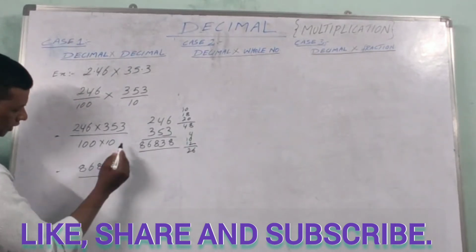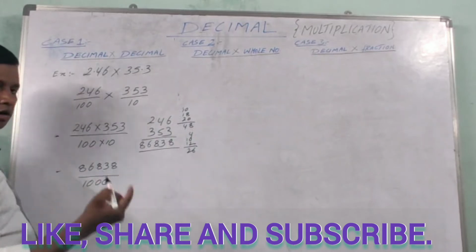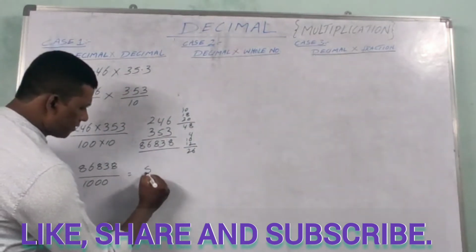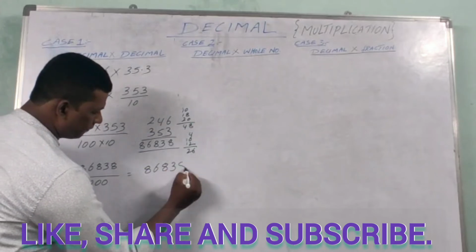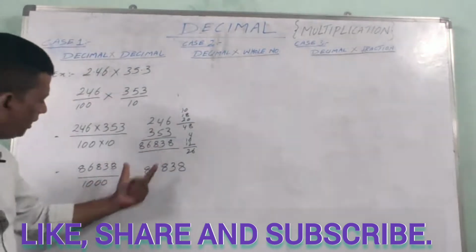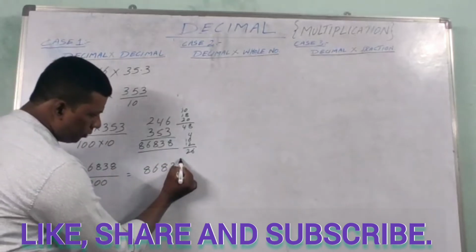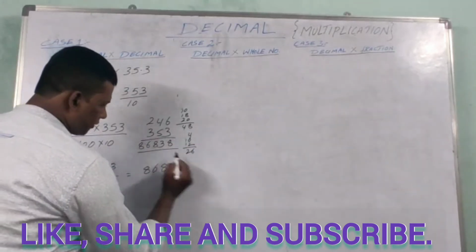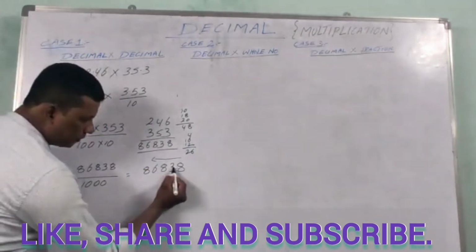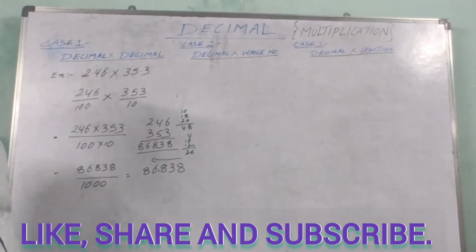Now the answer is 86,838 upon 10 into 100, that is 1000. This is our answer. Since it is in decimal, we have to write this in decimal. Write the numerator as it is, 86,838. Now how many zeros do we have in the denominator? 3 zeros. So in the numerator, from right to left, move that many digits and put the decimal point. So this is our answer, 86.838.